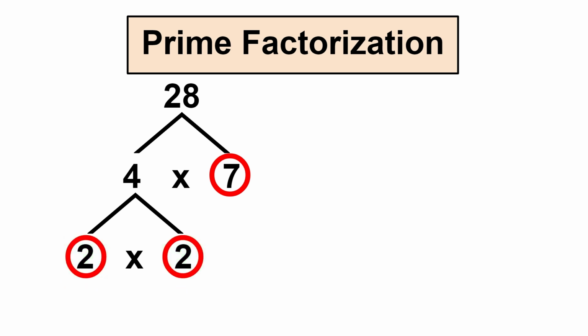And as you can see, all of the remaining factors on our tree haven't changed. So the prime factorization of 28 is still 2 multiplied by 2 multiplied by 7. And the same is true for all composite numbers. No matter what factors you choose to multiply, the end result will always be the same, since every composite number can only have one prime factorization.